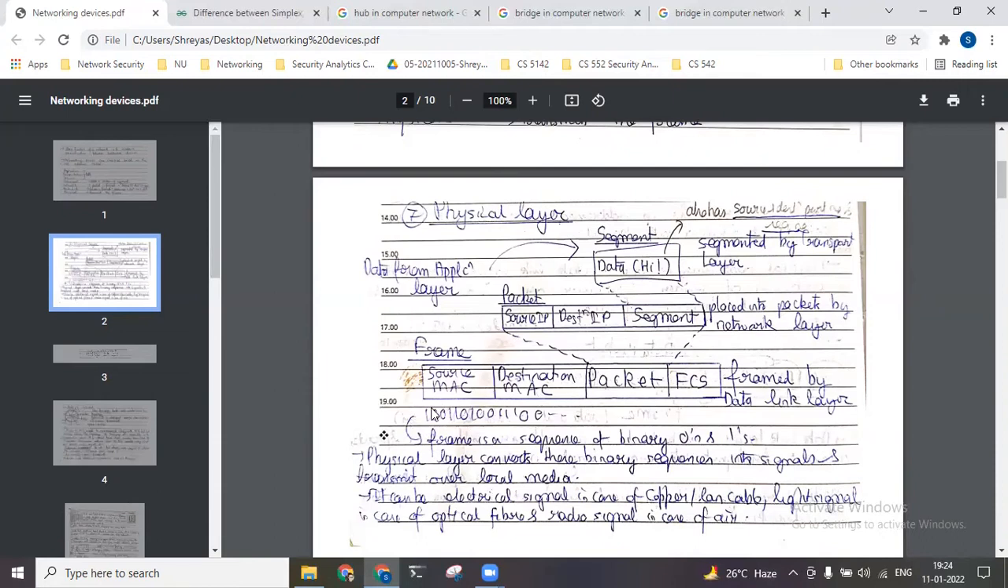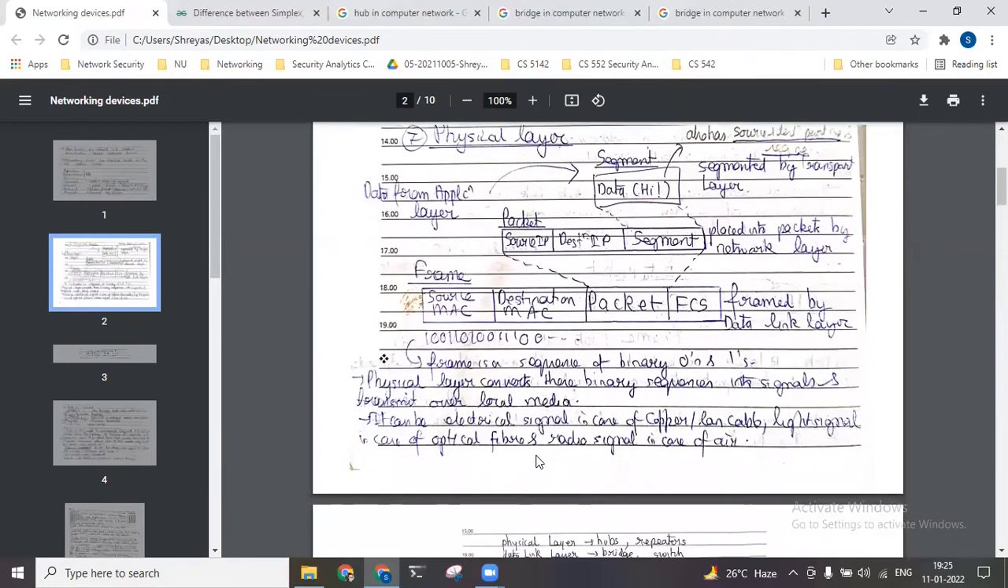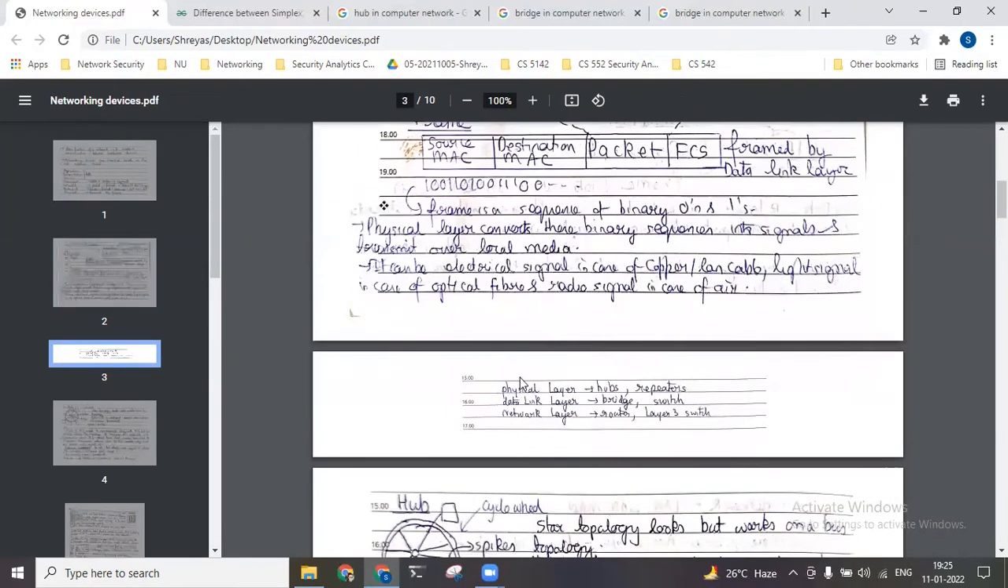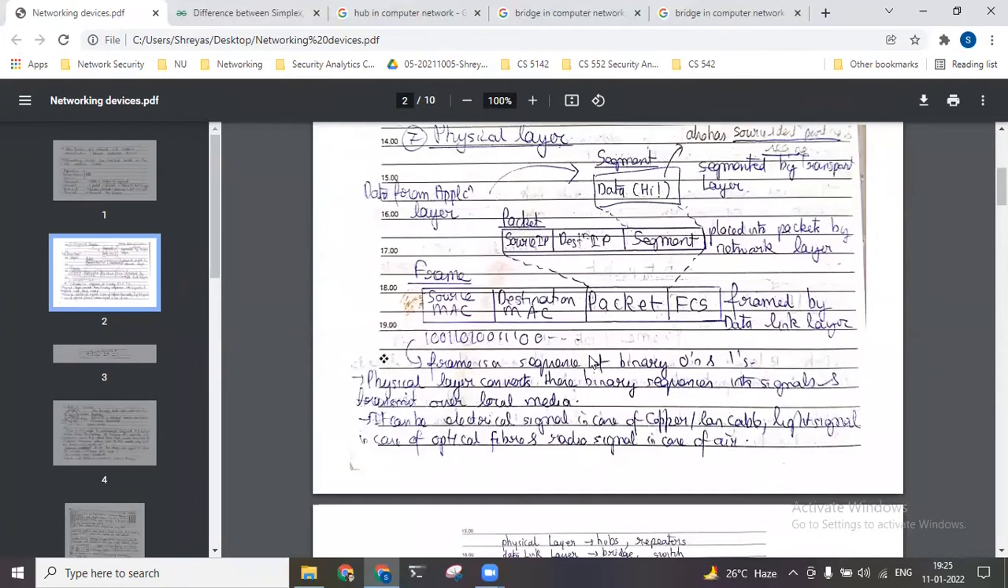And this frame, when we see it, is basically a sequence of binary zeros and ones. The physical layer converts these binary sequences into signals, and then transmits them over the local media. It can be an electrical signal in the case of copper or LAN cable. It can be a light signal in the case of optical fiber. It can be a radio signal in the case of wireless. So this is basically the working of the OSI reference model.